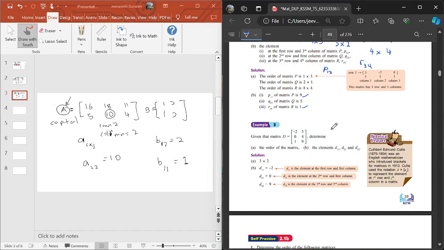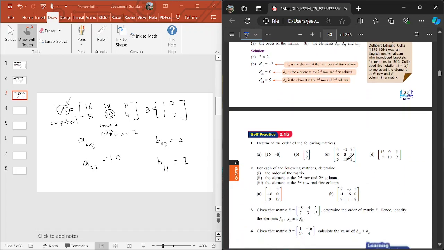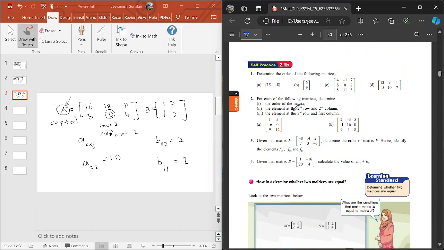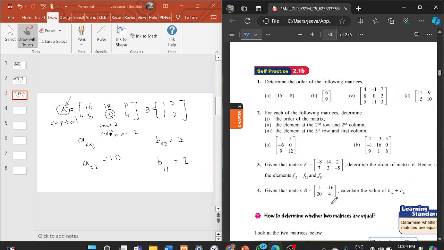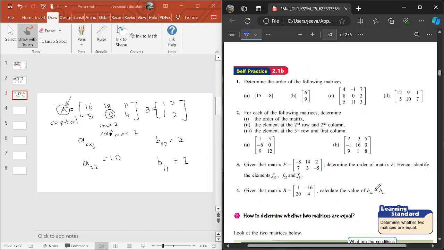Okay, and it's kind of the same here. Let's see if they have something new. Well, actually, let me zoom a bit first. Okay, so here they're asking us to access this element, and then you add it with this element. It's pretty straightforward, right? First row, and then second column is negative 16. Then you add with second row first column, which is 20. So you'll get 4.